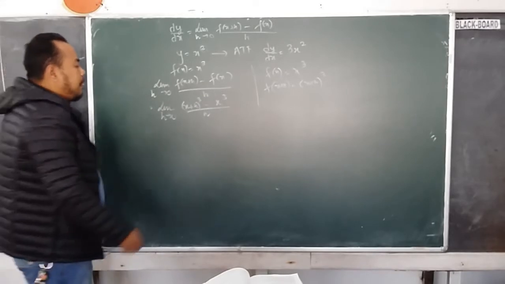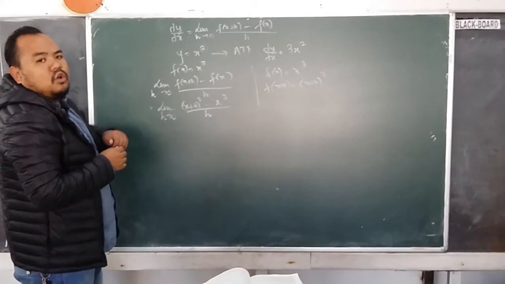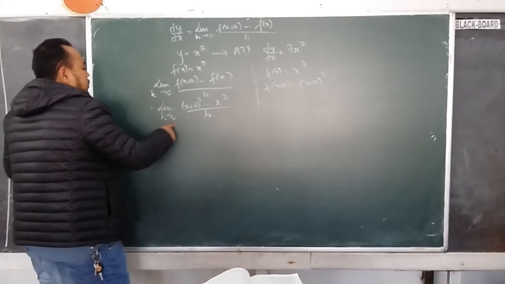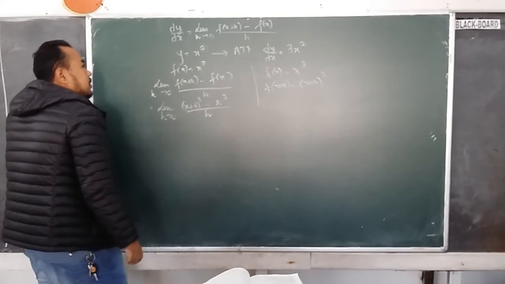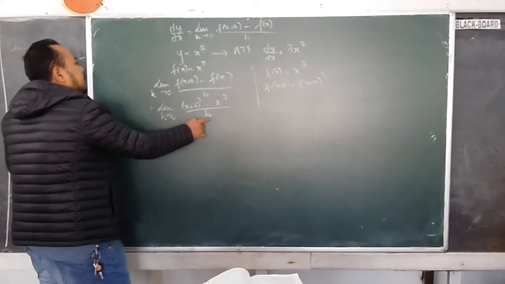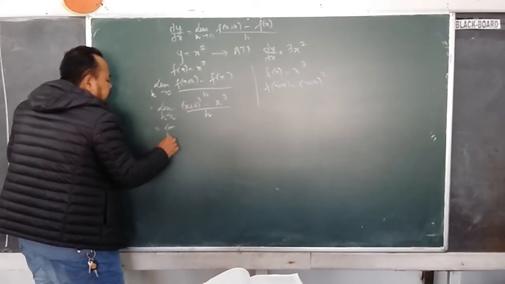Now you know, for limit, if the denominator is not 0, then we can solve it by putting the value of h. But when you put h equal to 0, you get 0 in the denominator. That would give our answer as undefined. So unless and until we remove 0 from the denominator, we cannot simplify. So let me simplify further.